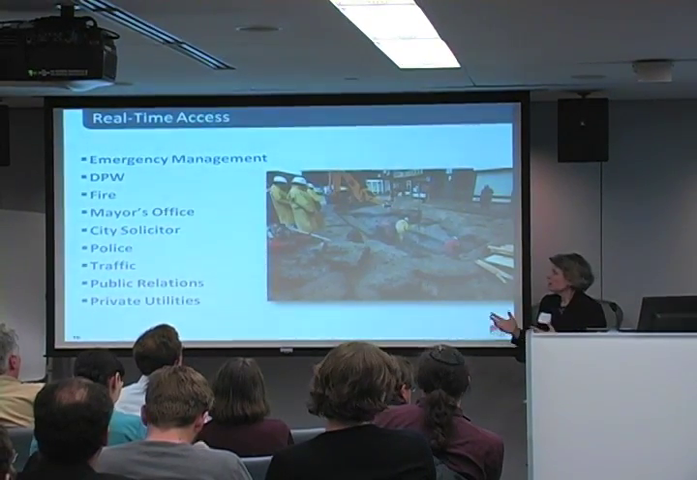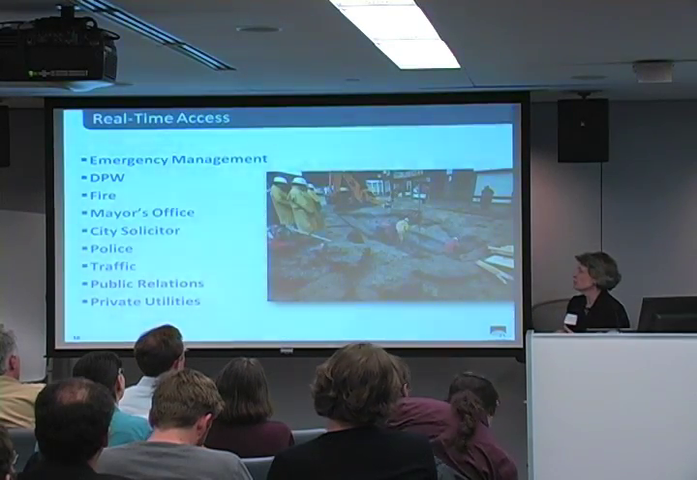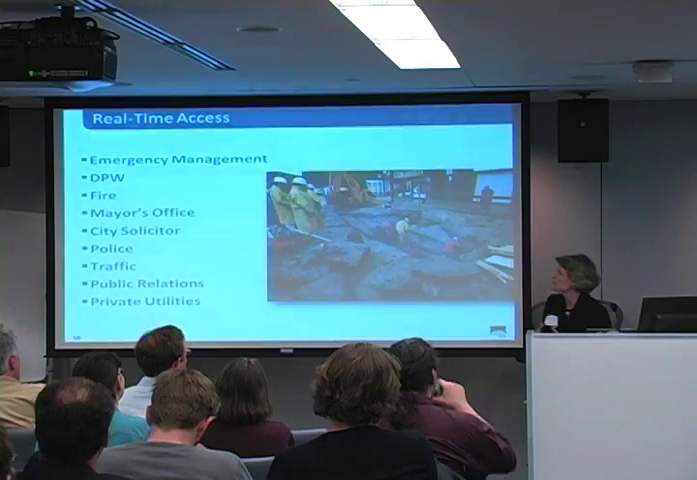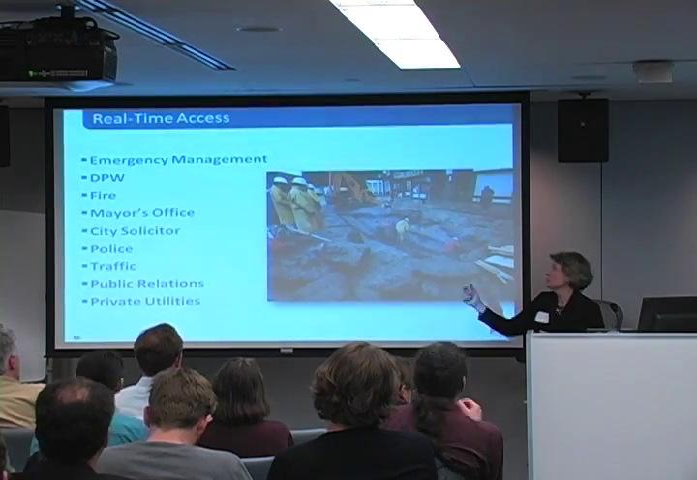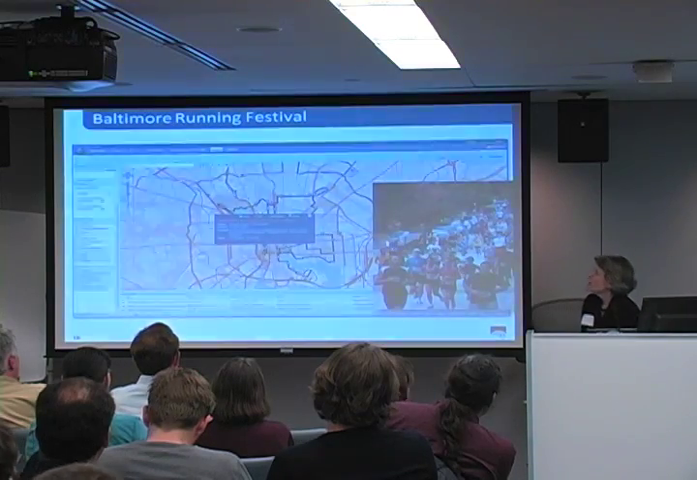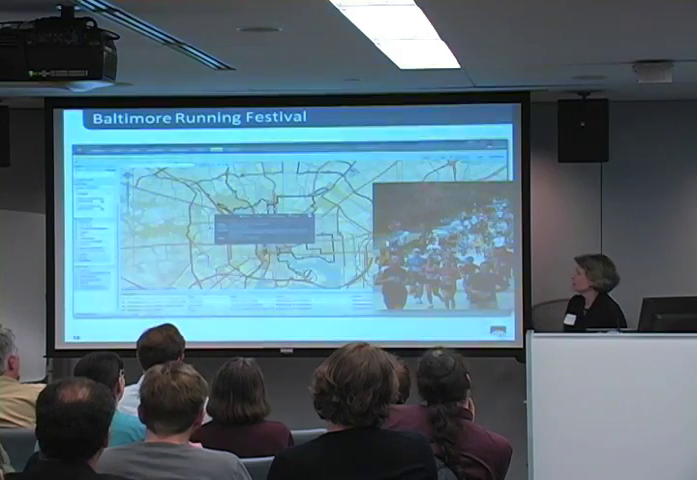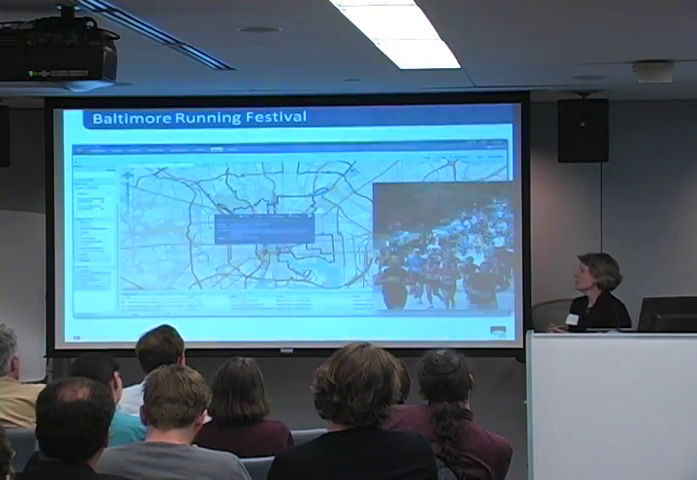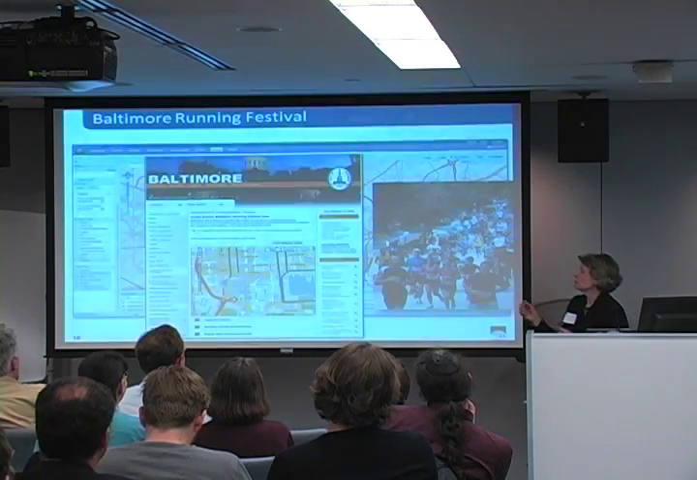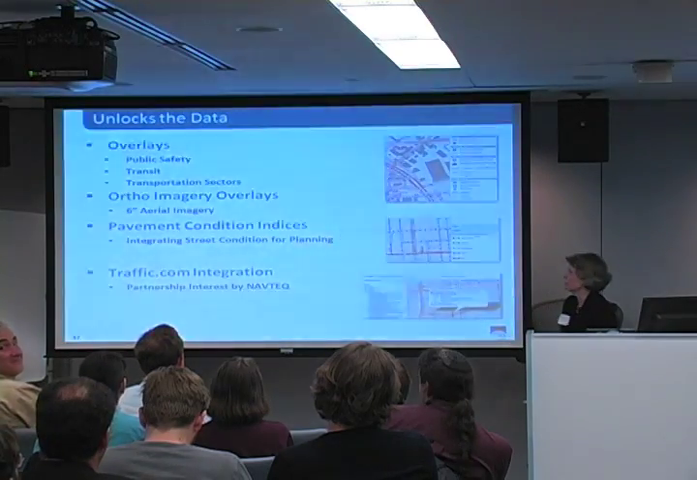So it gives all these different stakeholders, all these different departments, real-time access 24/7 so that you can quickly disseminate information like an emergency situation. So you've got DPW, police department, traffic, and all the private utilities that have to know about something like this. Here's something that Baltimore did recently. They've got all their projects in the system, and they have their running festival. So several people were able to get on from remote locations to create a traffic plan for this event, and then they were able to publish it to their city website to make the information available to everyone.